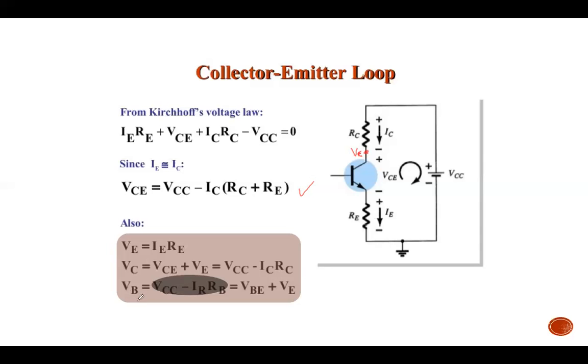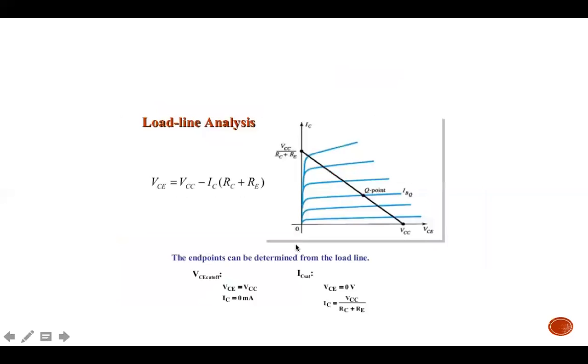And this one is for VB. For example, VB is over here, from this point to ground. By using KVL, VB equals VCC minus IBRB, but VB is also equal to VBE, which is 0.7, plus VE. And this is the DC load line for the circuit.